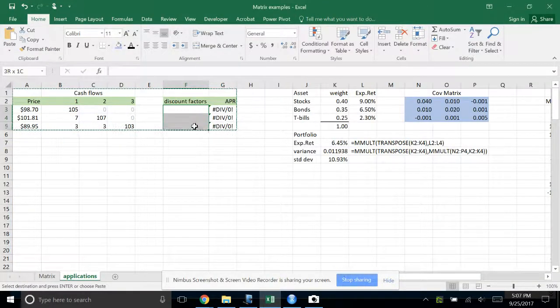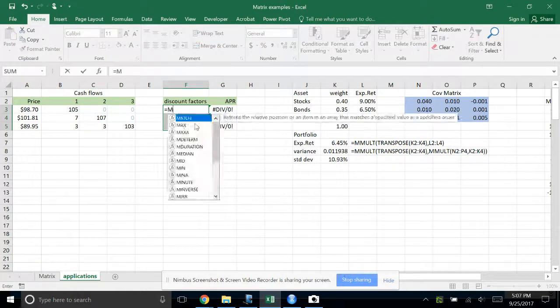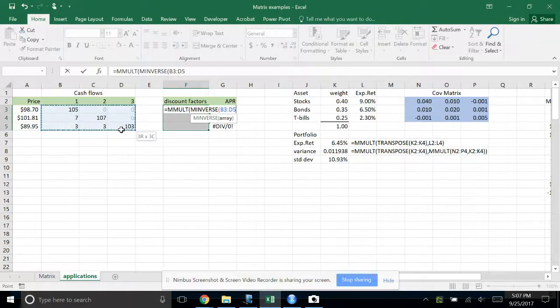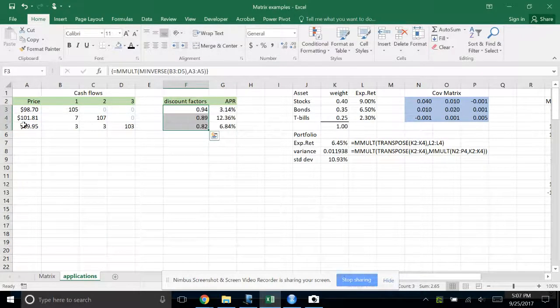So highlight all this stuff over here. Matrix multiply the inverse of the cash flow matrix and the prices. Okay, so, whoa, this is kind of funky. A weird term structure, but this is how the prices are internally consistent.